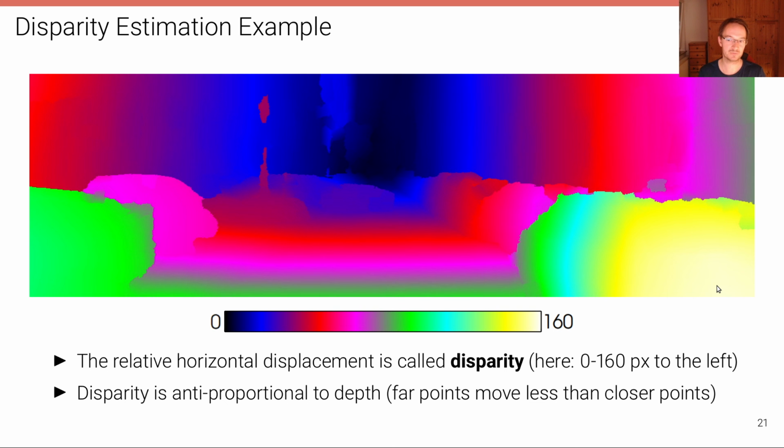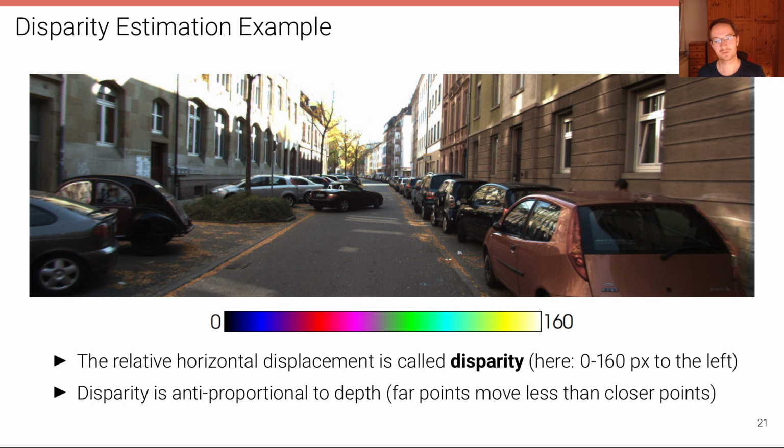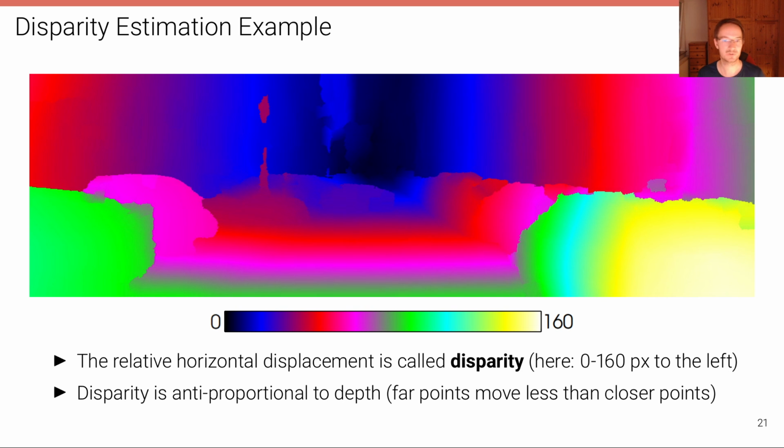Actually, pixels move to the left, right? So if we look at the left image here, and then we look at the right image, then a pixel in the left image has moved from its current location to the left. But we typically count this disparity still as positive disparity values despite moving to the left.